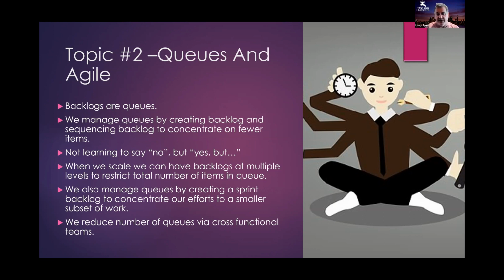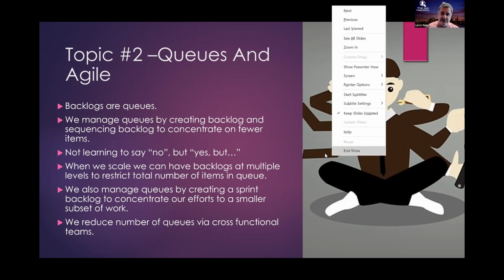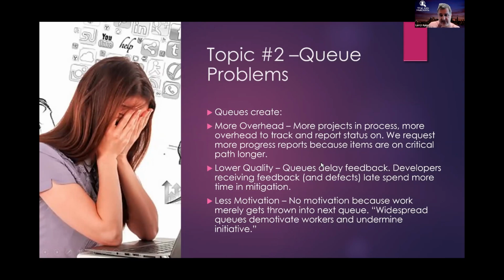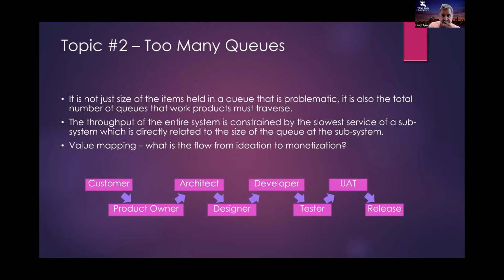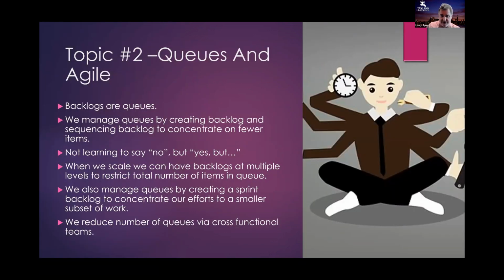We also manage queues by creating a sprint backlog. Because a sprint backlog is a smaller subset of work, it's a smaller queue. So now we don't have to concentrate on the entire backlog. We only need to concentrate on a piece of that backlog. And here's the big one. And this is the one that so many places that I've been lately have not necessarily done optimally: we need to reduce the number of queues, not the number of backlogs, the number of queues.